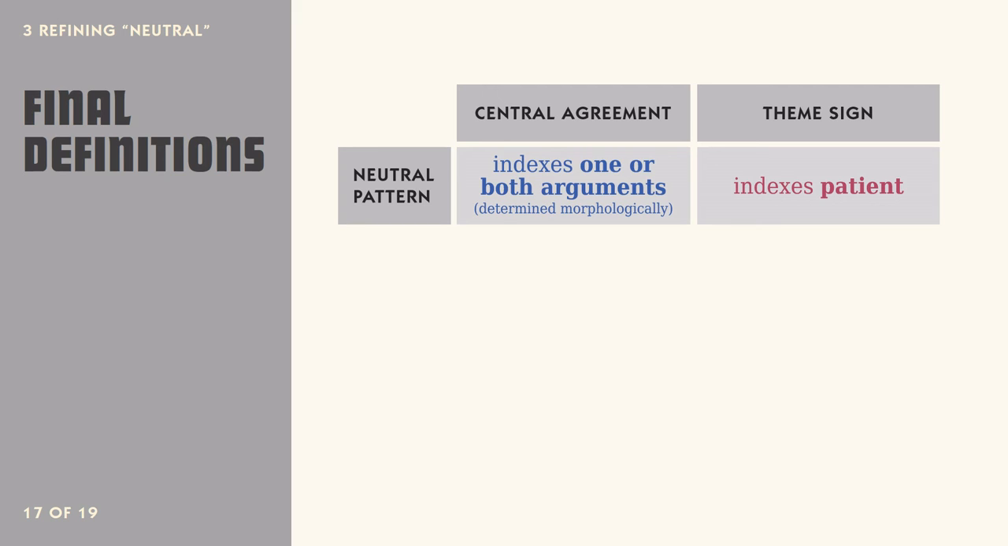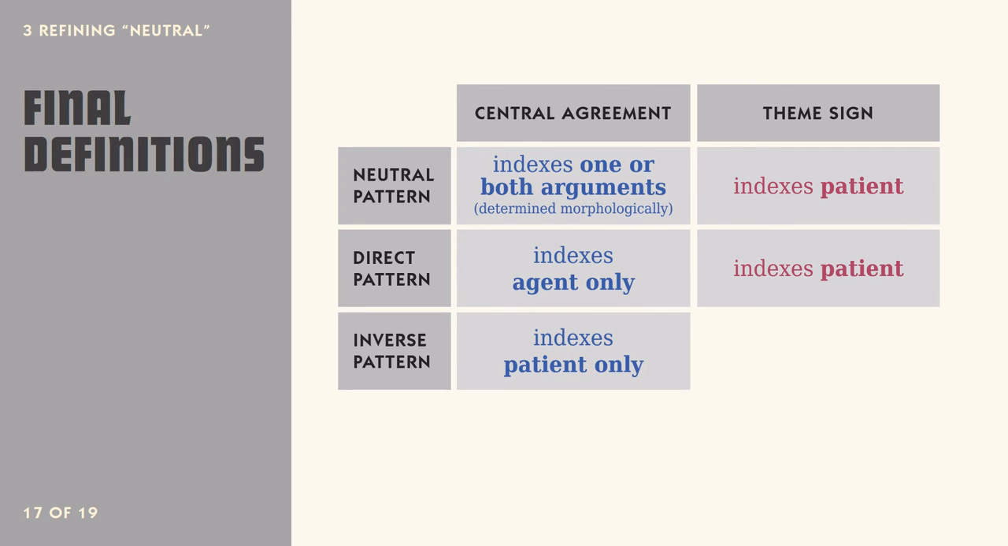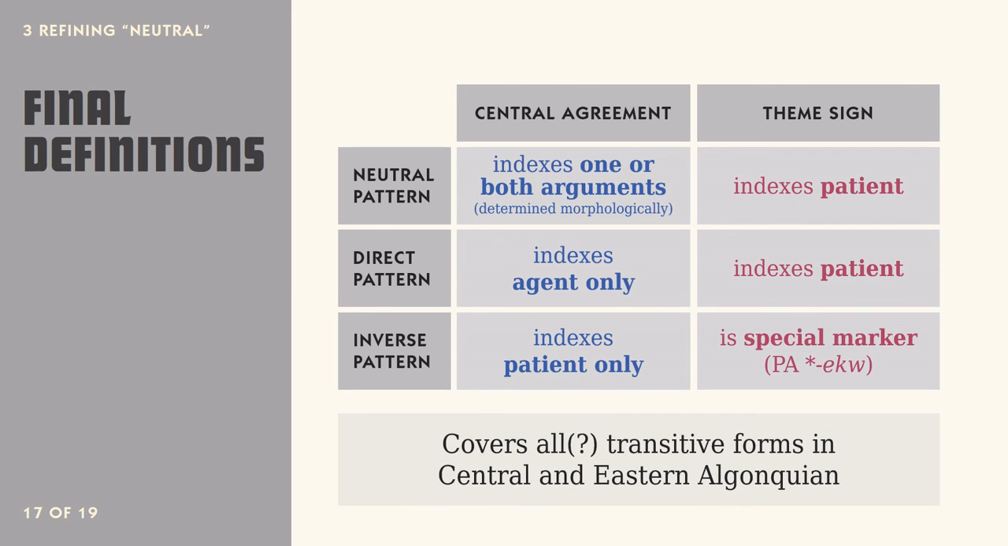In the direct and inverse patterns, the central agreement is more restricted. In the direct pattern, the central agreement only ever indexes the agent, and the theme sign indexes the patient. While in the inverse pattern, the central agreement only ever indexes the patient, and the theme sign is the special inverse marker. To my knowledge, all transitive forms in the Central and Eastern Algonquian languages fit into one of these three patterns.